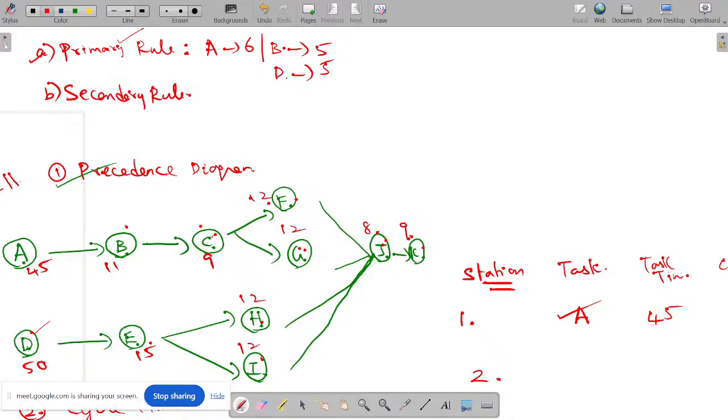Okay. When we go for the secondary rule, for B, what's the time needed? 11 seconds. Okay. Let me write it here. 11. For D, what is the time needed? 50 seconds. So which is lengthier? See, the logic is this: whatever is lengthier, we'll do that job first.